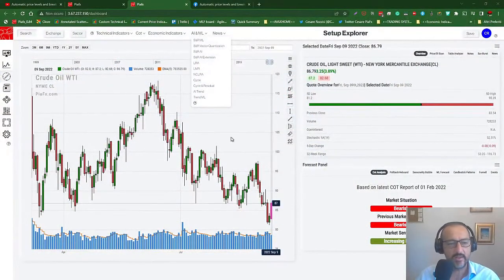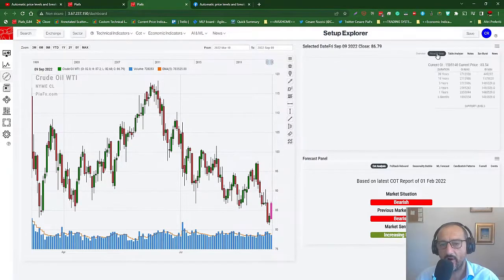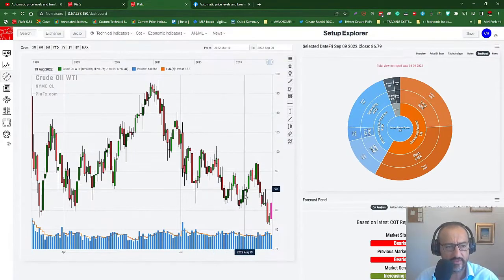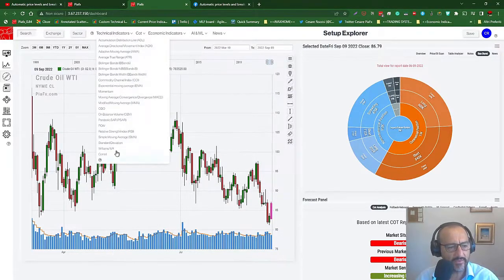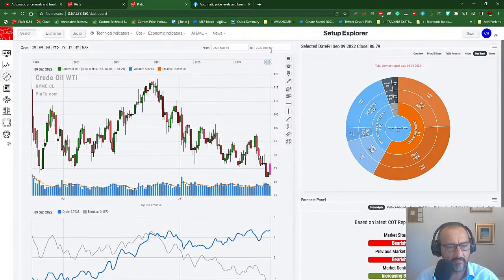Okay, here we are. This is the Setup Explorer section of the software, which is the control panel for all our activity. We have a forecast, and here we have insights of our contract. Here we have crude oil, and for example, let's add one technical indicator. We can add cycle and residual, just to have some idea of what is happening.